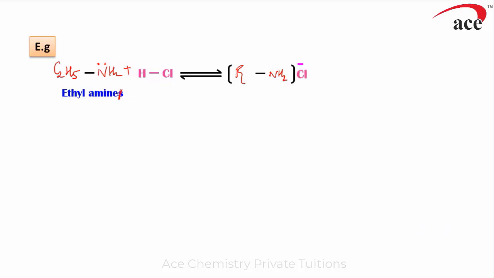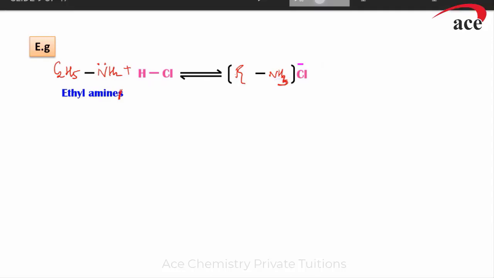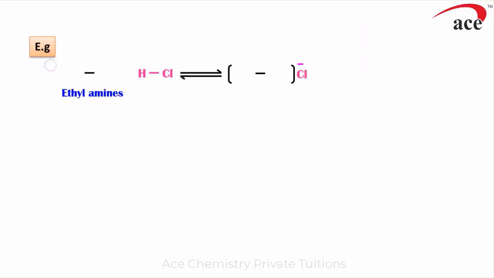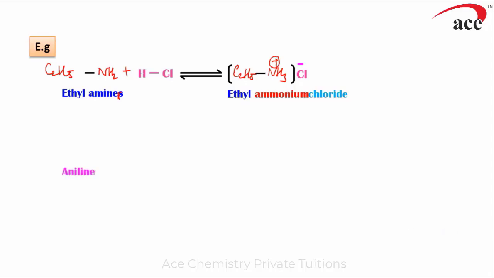So that results in the formation of R, which we took as C2H5. I'll repeat: C2H5 dash NH2, ethylamine, plus HCl will give you C2H5 NH3 plus and Cl minus. So that will give rise to ethyl ammonium chloride. Nitrogen carries a positive charge, remember students, ammonium, so ethyl ammonium chloride.